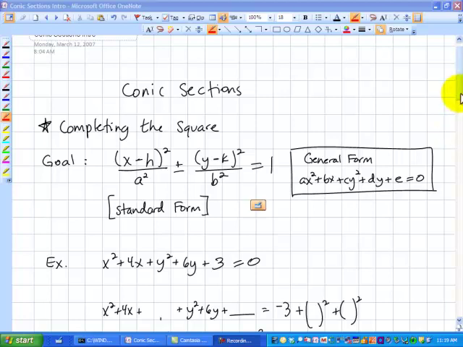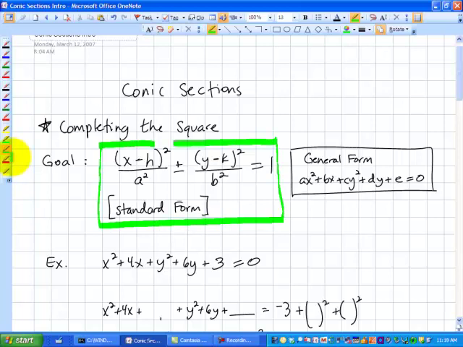Okay, so this is conic sections day one, lesson one, where we're going to talk about completing the square as a reminder to what we've already done. In general, all of our conic sections are going to come in the form like this right here, and that's called standard form. You'll notice that it has this feature where it's either a plus or a minus, and it could be either one. And depending on what it is, it's going to determine what shape it is.